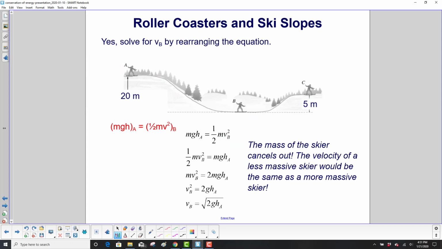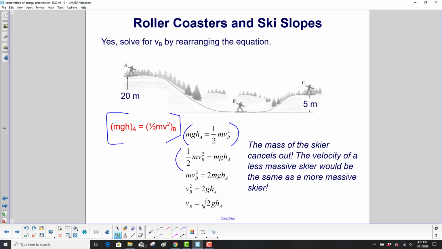Yes. Would not have asked the question if we couldn't do it. Here's our equation here. mgh at point A equals 1/2 mv squared at point B. So we have mgh at A equals 1/2 mvB squared. What do we do next?